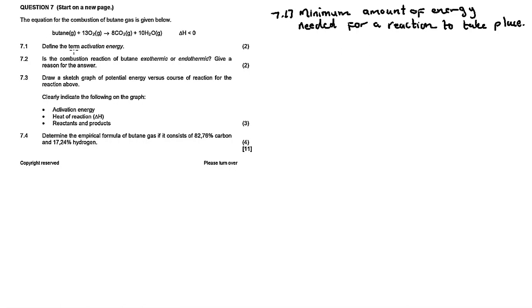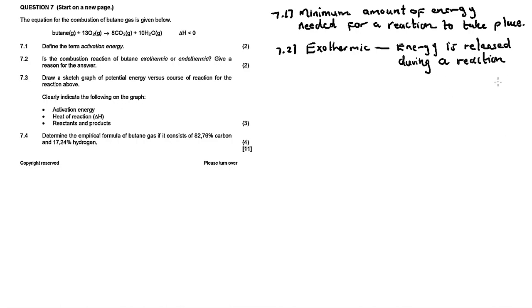The combustion of butane kickstarts a reaction, an exothermic reaction, because we need the energy to do what? To cook, to boil water, stuff like that. To light the gas stove. So that reaction is exothermic, then the heat coming out of that exothermic reaction becomes useful for us. So it's an exothermic reaction. Give a reason for your answer: energy is released during a reaction.